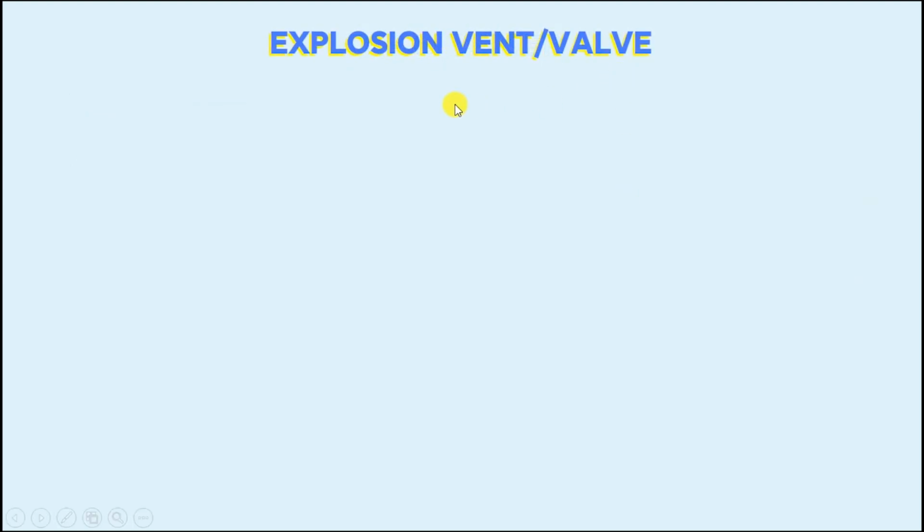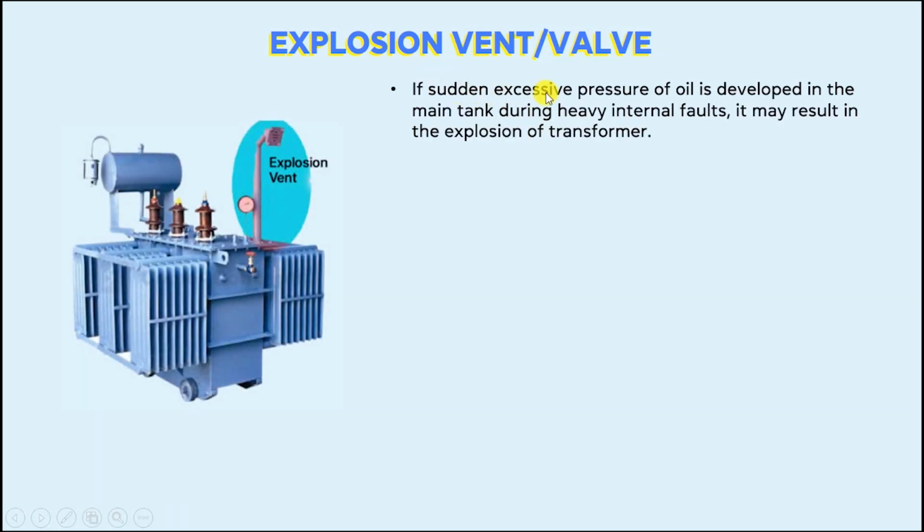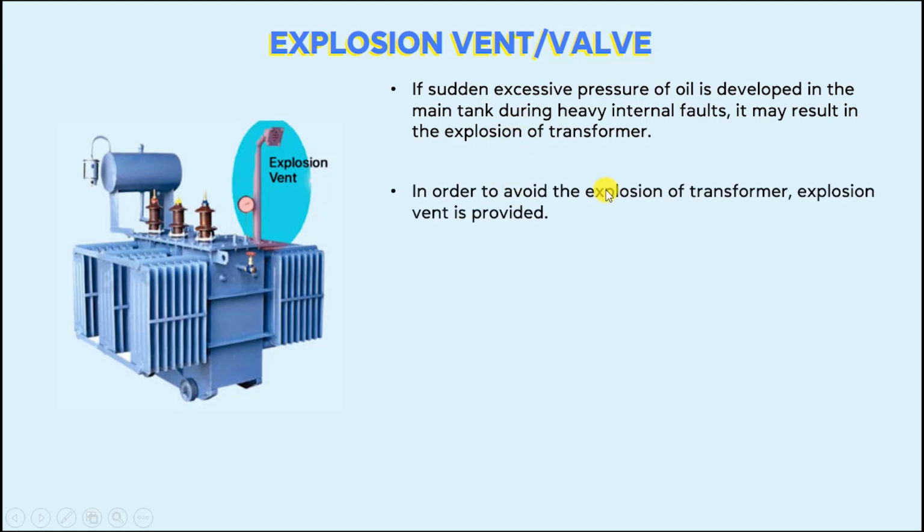The next part which we are going to study is the explosion vent. If a sudden excessive pressure of oil is developed in the main tank during a heavy internal fault, it may result in the explosion of the transformer. So, in order to avoid the explosion of the transformer, an explosion vent is provided. It is generally installed above the level of the conservator tank. Here you can see this is the explosion vent and it is installed above the conservator tank.